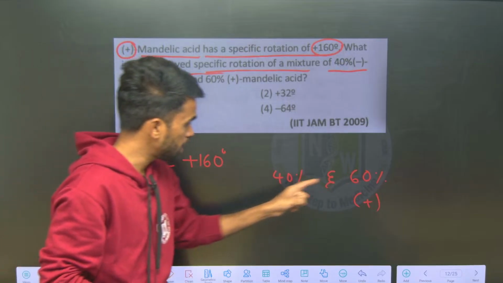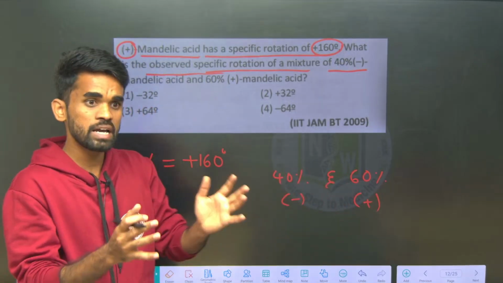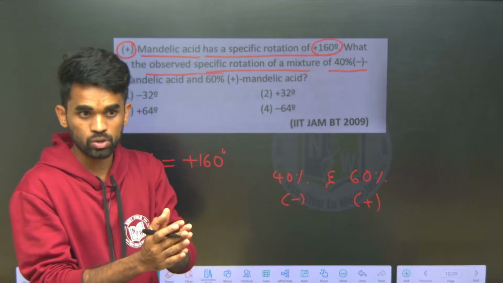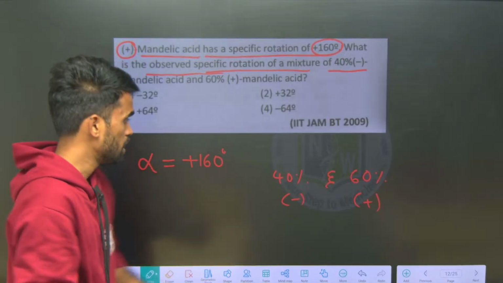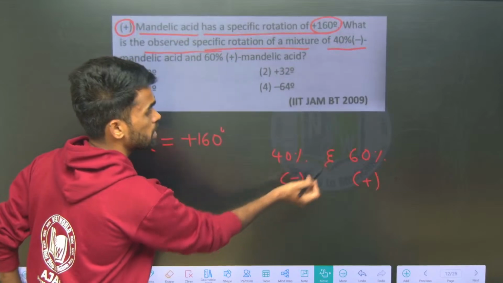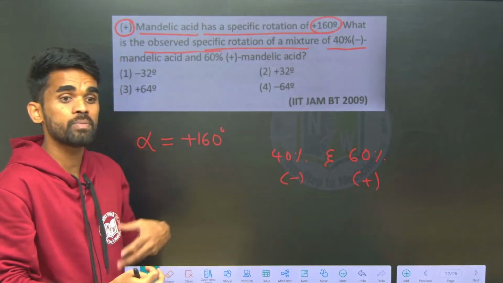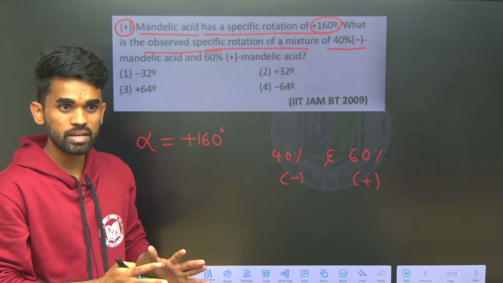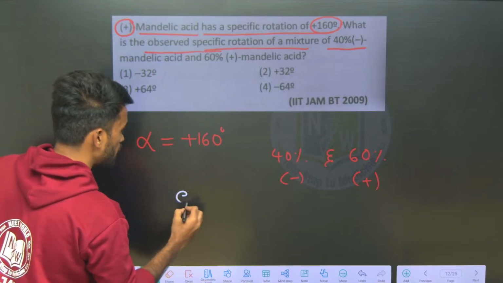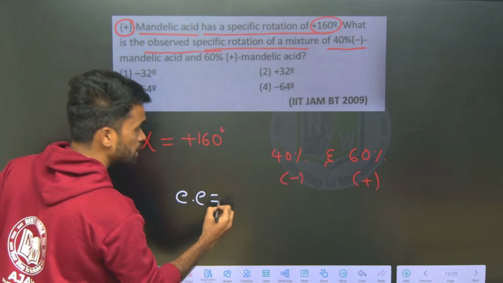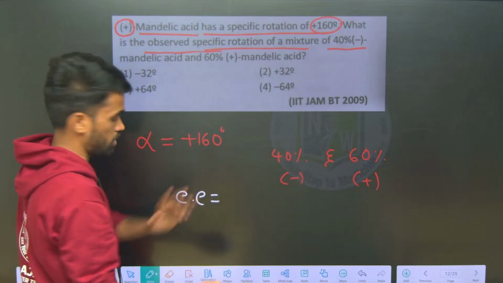So what will be the observed specific rotation of a mixture of 40% levo and 60% dextro? See, are they equal amounts first of all? No. If they are equal amounts, the net rotation will be 0. That is what we call a racemic mixture. But one enantiomer is more than the other. So we can say this is enantiomeric excess. How can you find this enantiomeric excess quantity? Major minus minor.